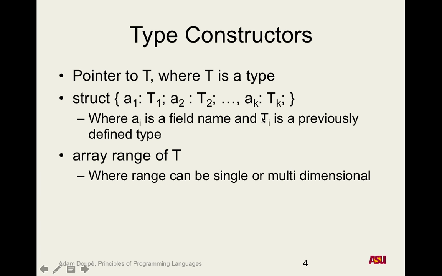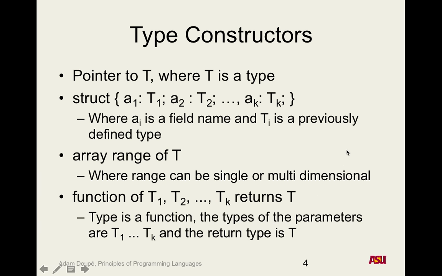Then we can talk about functions. Functions are of type T1, T2, all the way to TK, that return some type T. This means we're defining the type of a function, where the types of the parameters are T1 to TK, and the return type is T. We'll get into this more on Wednesday. Those are fun.